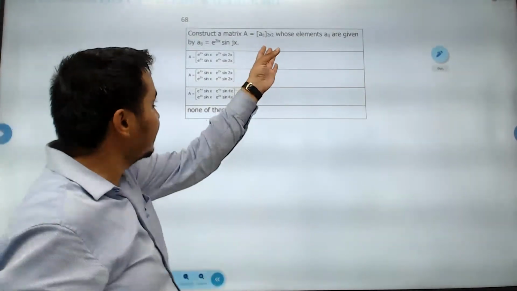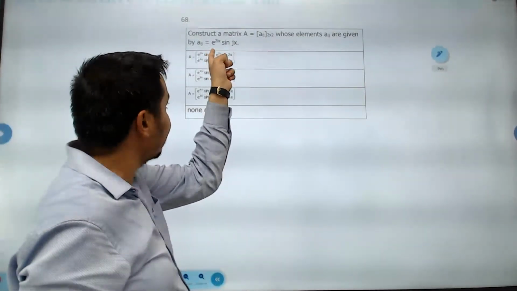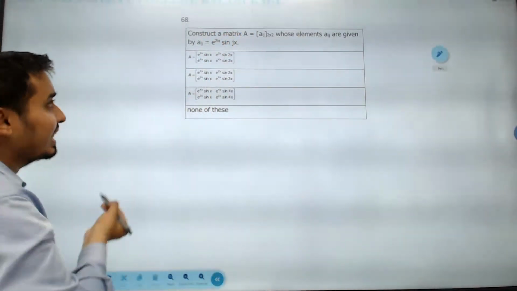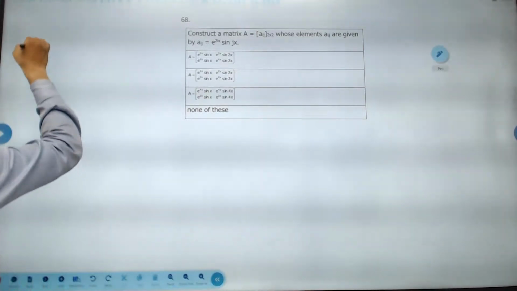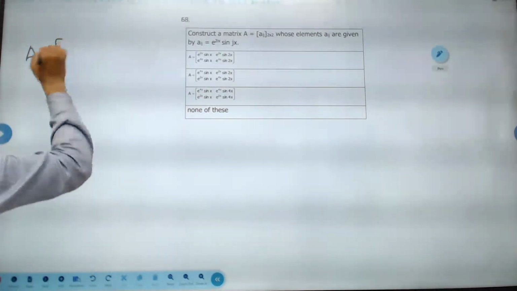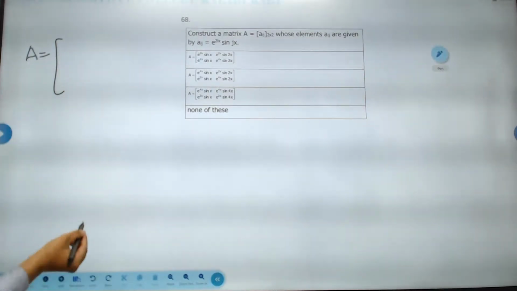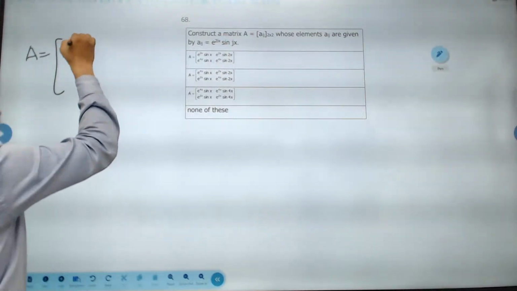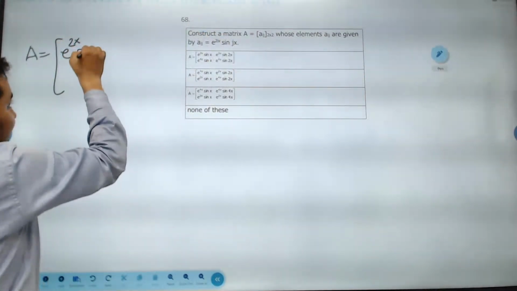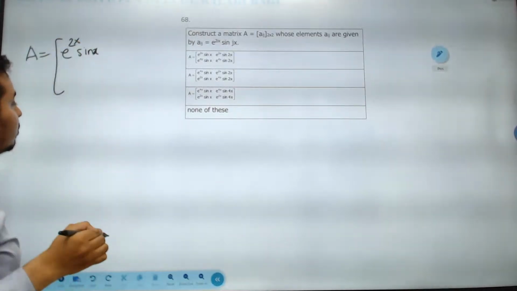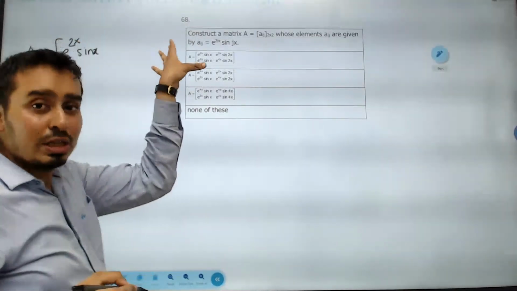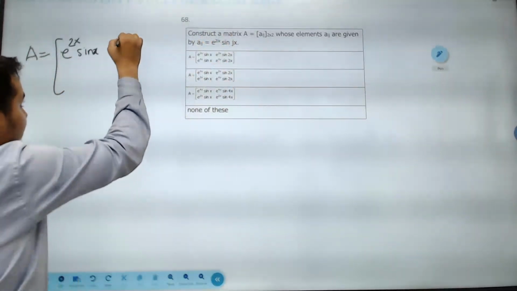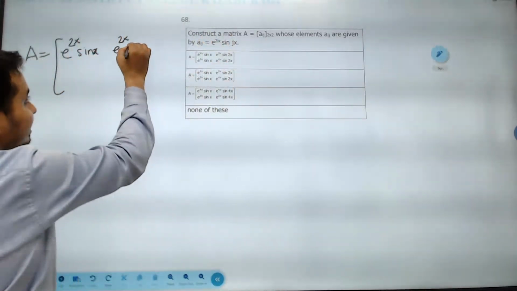Construct a matrix Aij of order 2 whose elements are given by Aij is e raised to 2ix sine jx. So i is the row number and j is the column number. Let's make that matrix, say matrix A. For the first element, i will be 1 and j will also be 1, so you'll have e raised to 2 into 1x, that is e raised to 2x, into sine 1x, that is sine x. For the first row, second column element, i is 1, j is 2, so you'll have e raised to 2x sine 2x.